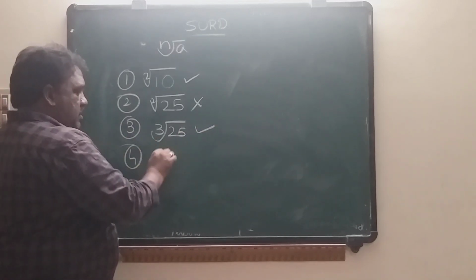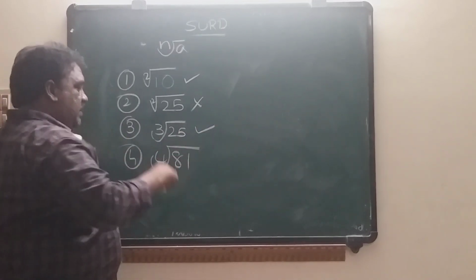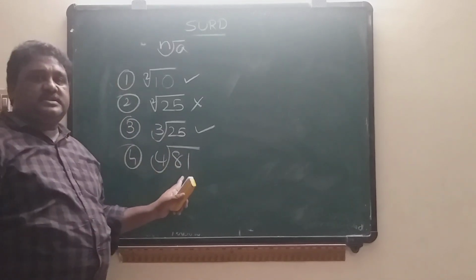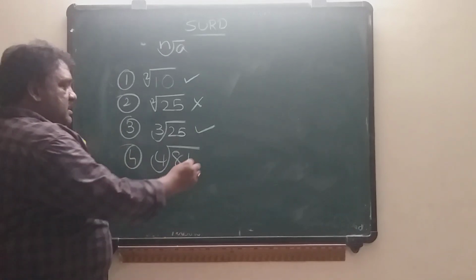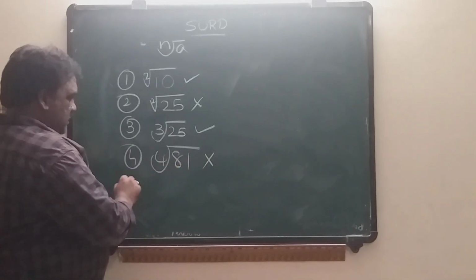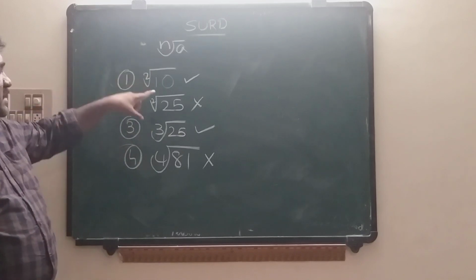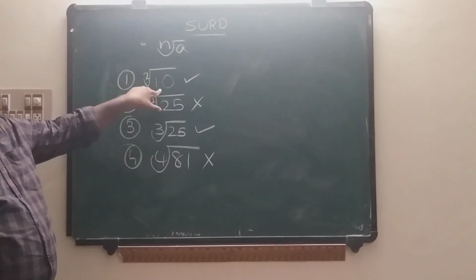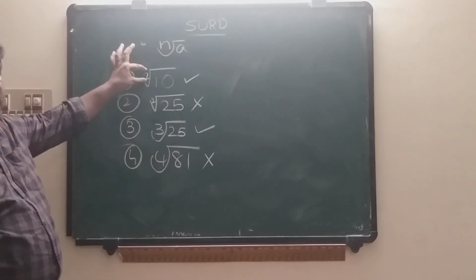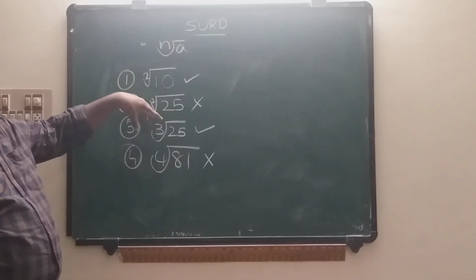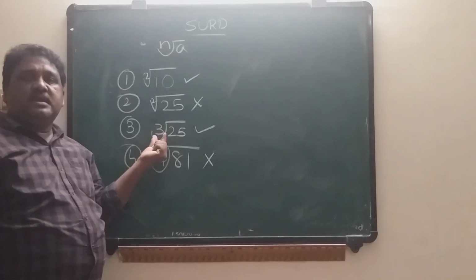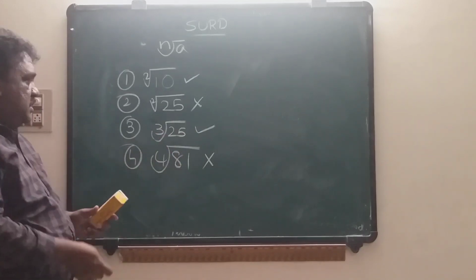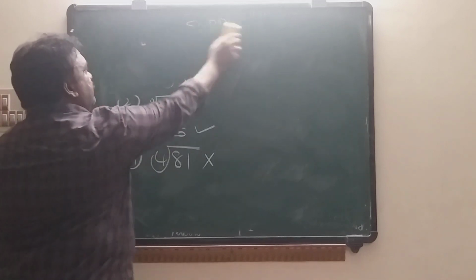Example 4, fourth root of 81. We can write 81 as a power of 4. So it is a rational number but not a surd. Like this, if we can write the number under the root as a power of the root index, it is a rational number. If we cannot, it is a surd. So, these are the examples for surds. A surd is nothing but an irrational number.